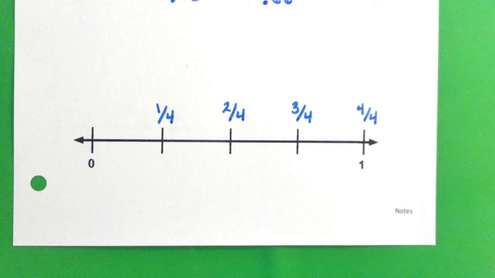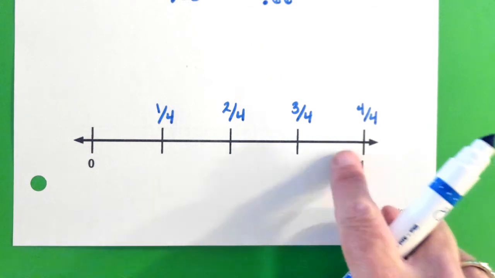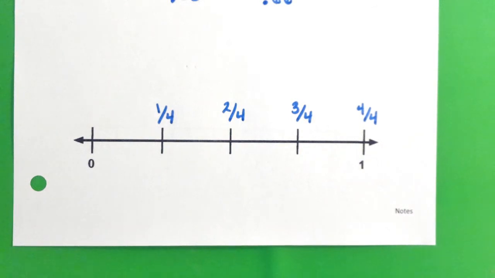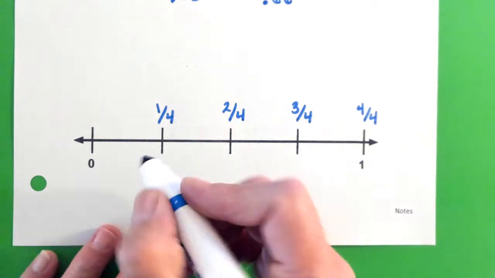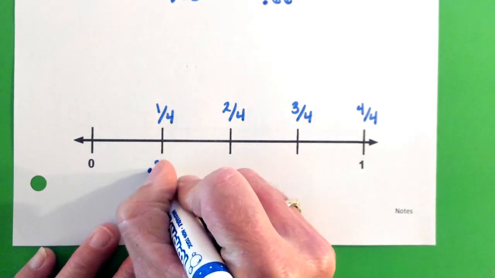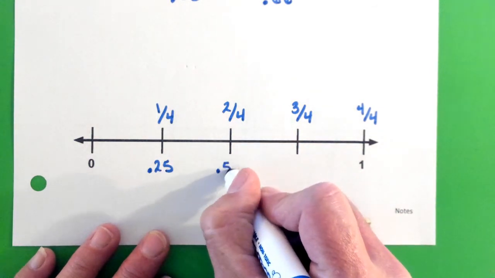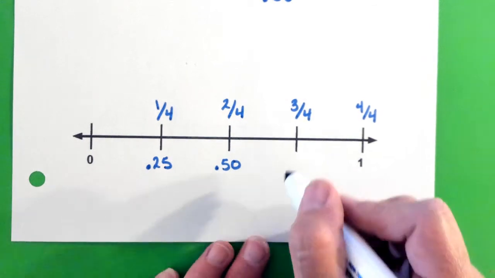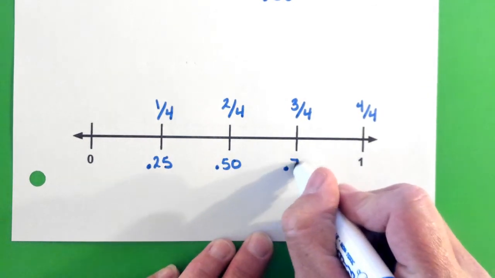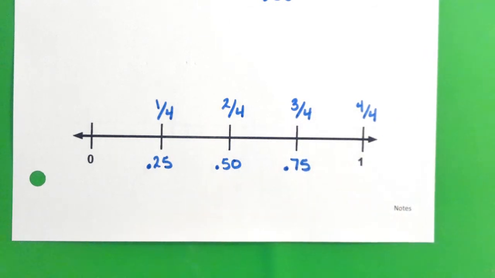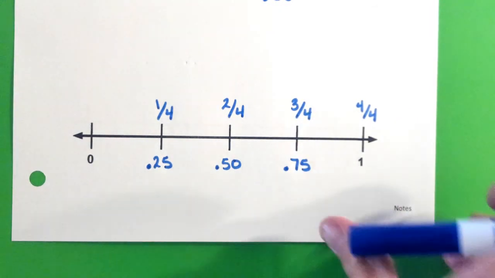Okay, and if you remember with money, if I have $1 and I divide it into 4 parts, each part is worth a quarter, or 25 cents. So 1/4 is 0.25. 2/4 is half of $1, which is 0.50, 50 cents. 3/4 is a 0.75, or 75 cents, and 4/4 is a whole dollar. Perfect. All right, to the back.